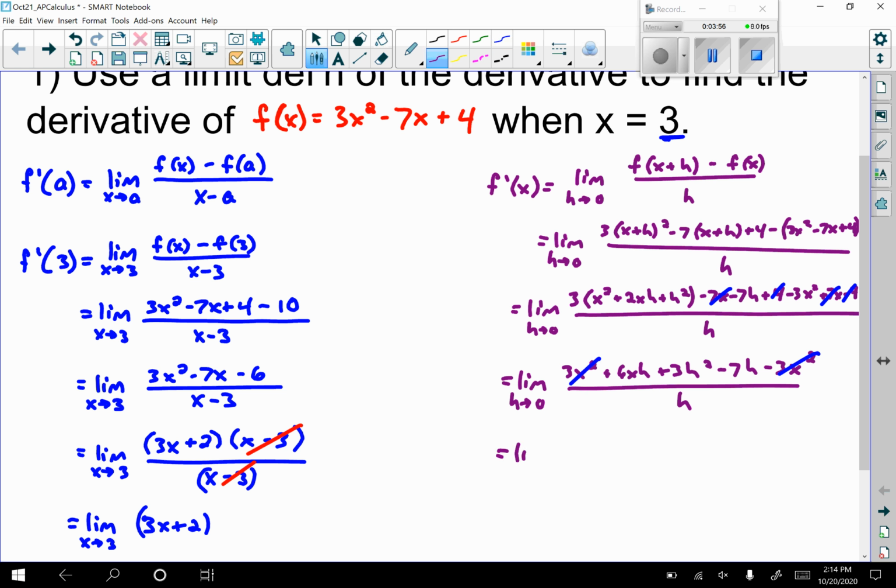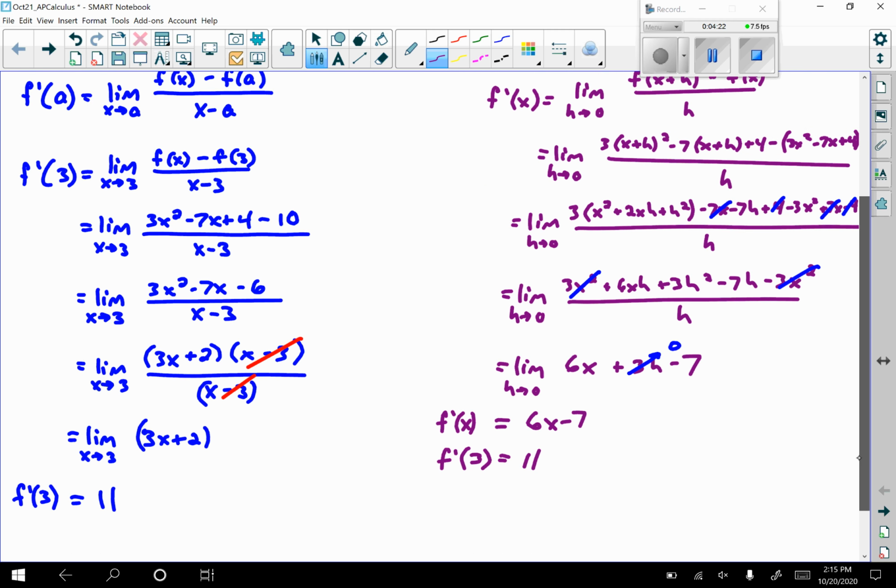I still need to write the limit as h approaches 0. I'm going to go ahead and divide the remaining numerator terms by h. So this will give me 6x plus 3h minus 7. As h goes to 0, I'm just going to be left with 6x minus 7. So f prime of x is equal to 6x minus 7. F prime of 3 will become 18 minus 7, which is an 11. So they both match here.